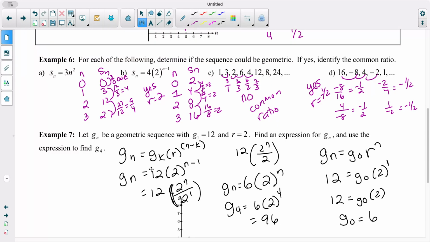Now, theoretically, you could have also left it like this. And if you substituted in 4, you would have done 4 minus 1, which is 3. 2 to the 3rd is 8, and 12 times 8 is also 96. So technically, both of these would be correct. It's just that this one is the more simplified if you're trying to find your first term.